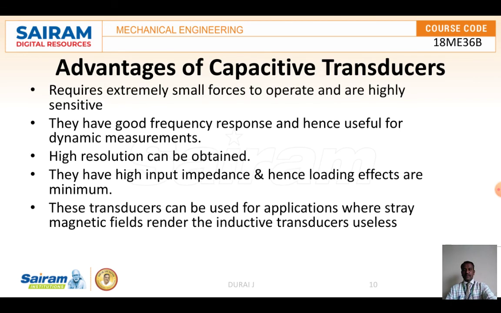Then comes the next one, advantages of the capacitive transducer. Normally it requires small force, and it has good frequency response, so it suits dynamic measurements, and high resolution can be obtained. It has high input impedance and hence loading effects are minimum, and it can be used where stray magnetic fields render the inductive transducer useless.